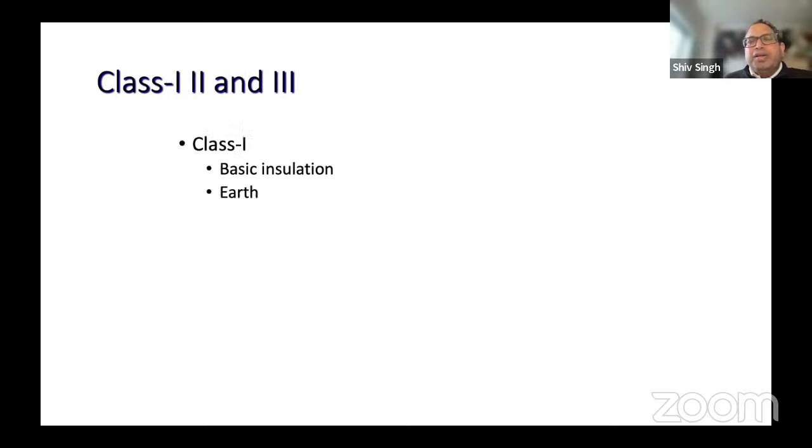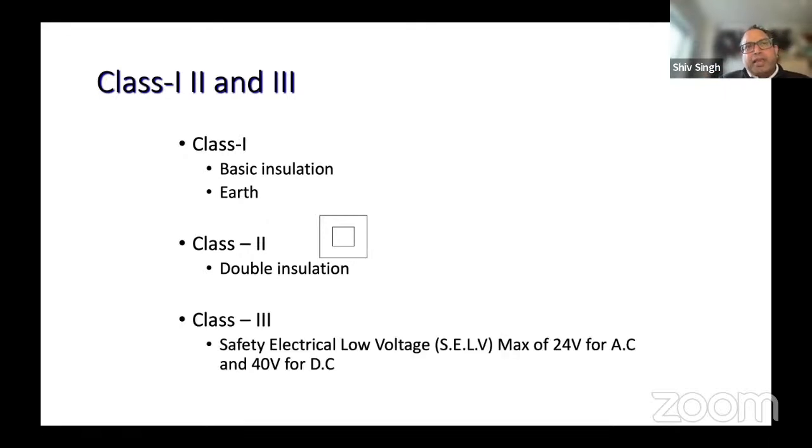So what is class 1 and 2? Class 1 is basic insulation of any equipment. Class 2 is the only one which has got an electrical symbol, and this is double insulation. So there's a primary insulation or the basic insulation, and then you have a covering of another insulation. So that's double insulation. And then you have class 3 equipment, which uses something called safety extra low voltage, or SELV, which is a maximum of 24 volts for AC and 40 volts for DC. And the reason they use this is that if they come in contact with the patient or the staff, then they shouldn't cause macroshock.